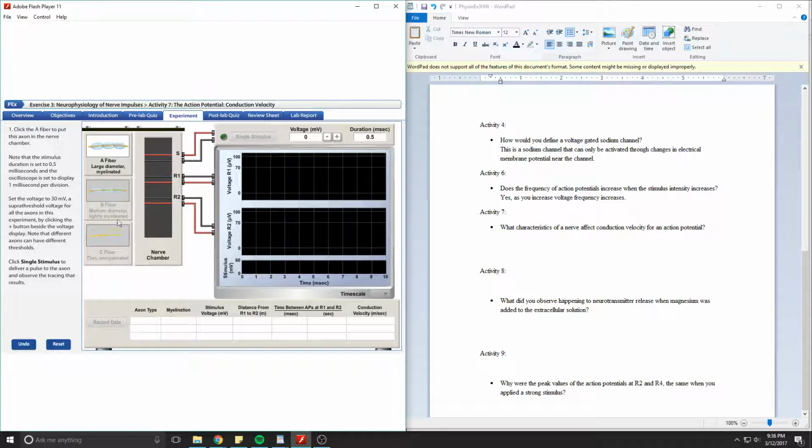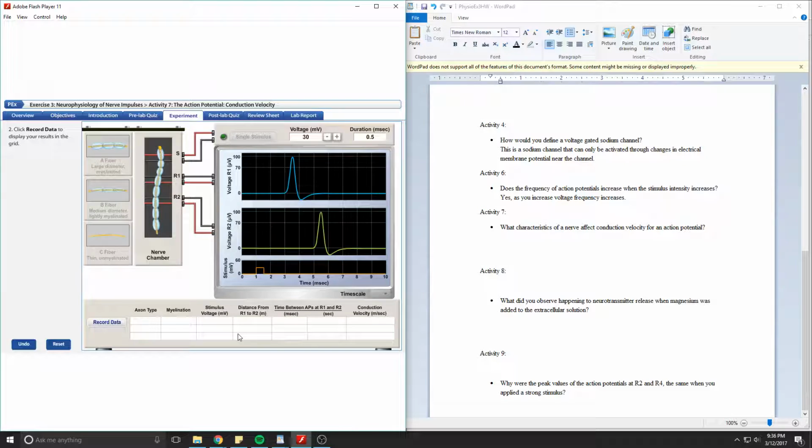I'm gonna assume it's the myelination, since that's what we're changing here, but we'll still do the experiment. So, click A fiber. Okay, I thought it said click one and only give you one choice. Note the stimulus duration is set to 0.5. No one cares. Set the voltage to 30 millivolts. Single stimulus. All right, so we got the delay.